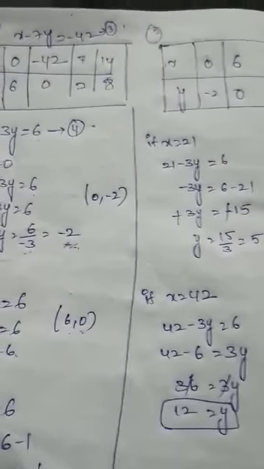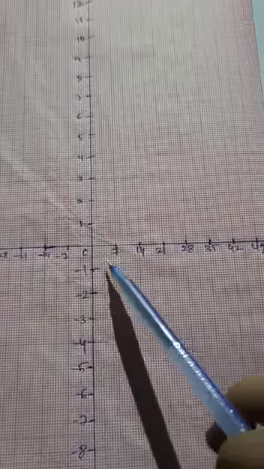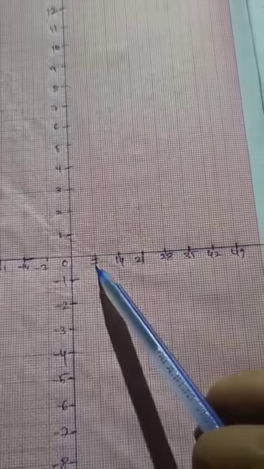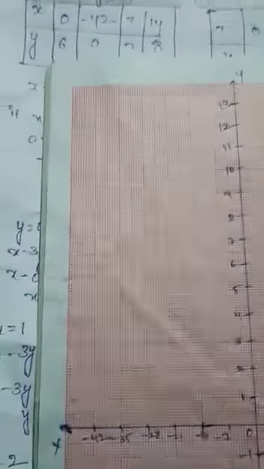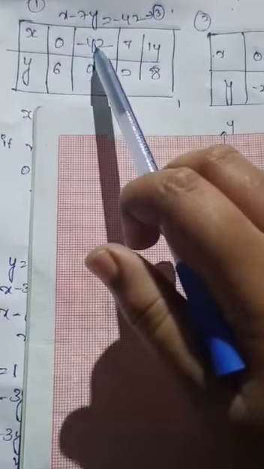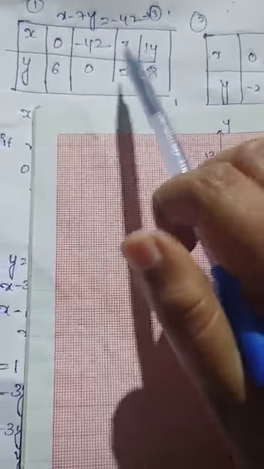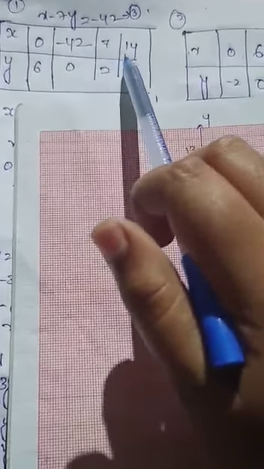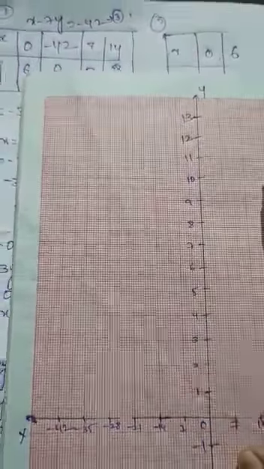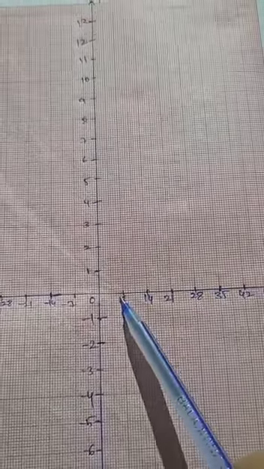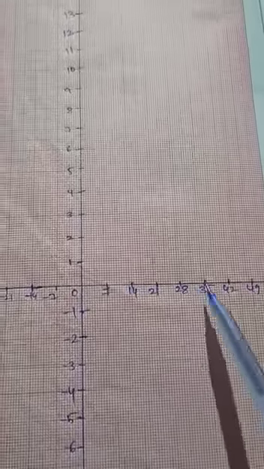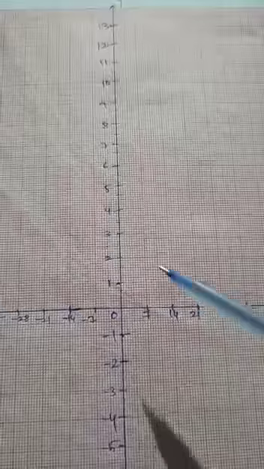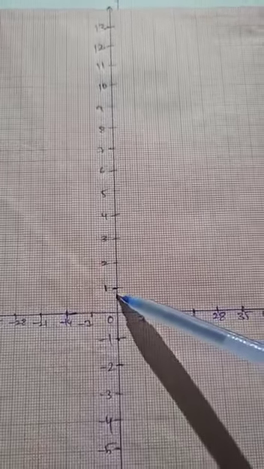Let's plot the graph. Draw the x-axis and y-axis. On the x-axis, the scale is 1 unit equal to 7. See these x values: 0, minus 42, 7, 14. These are multiples of 7, somewhat big values. So I take 1 unit equal to 7: 7, 14, 21 and so on. On the y-axis, the scale is 1 unit equal to 1.